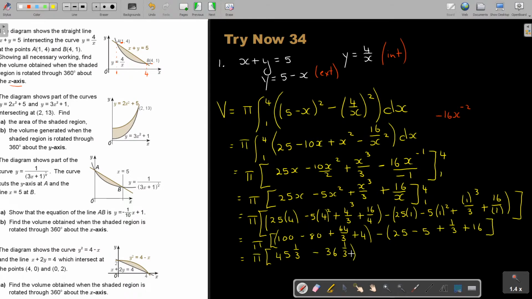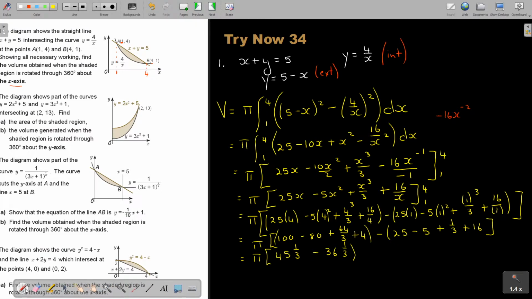Okay, so minus then, 41. If I subtract that, I will get it on the dot. Oh, that's nice. Then it's easy. But that will be 9 pi, and that will be units to the power of 3. Okay, that's how you do it.